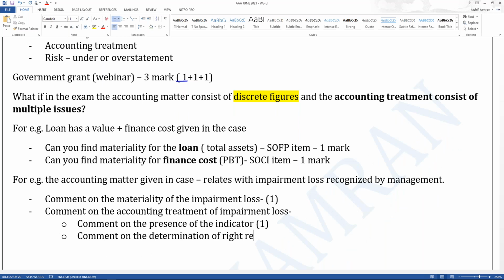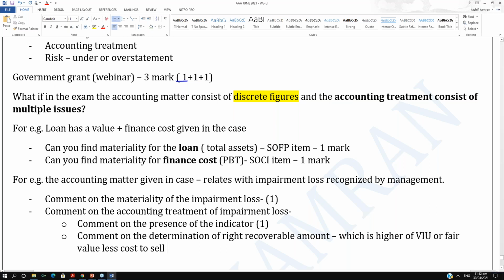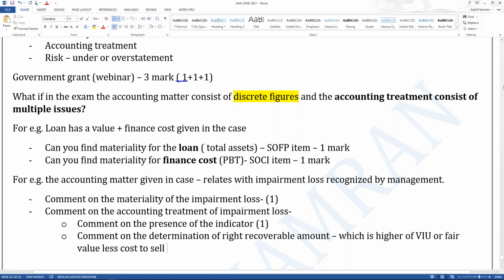of the right recoverable amount. You will then talk about the determination of the right recoverable amount, which is the higher of the value in use or fair value less cost to sell. Is it a possibility that the management has understated the impairment loss even though they have recognized it? So should you write the accounting treatment of the recoverable amount, that the recoverable amount should be rightly calculated?